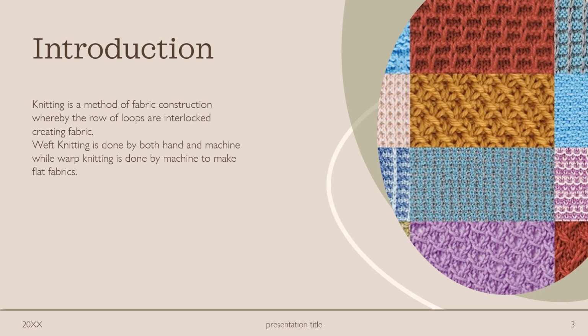Knitting is a method of fabric construction whereby rows of loops are interlocked, creating fabric. Weft knitting is done by both hand and machine, while warp knitting is done by machine to make flat fabrics.